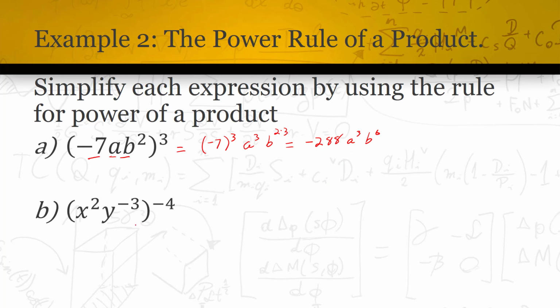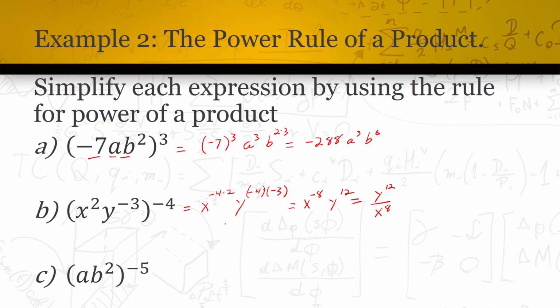Now we have x squared y to the -3 all raised to the -4th power. Once again, using our product rule, we're going to have x raised to the -4 times 2 power times y raised to the -4 times -3 power. And that will give you x to the -8 times y to the 12. And that will give you y to the 12 divided by x to the 8th. Once again, moving this down to the denominator so we can change the coefficient there.